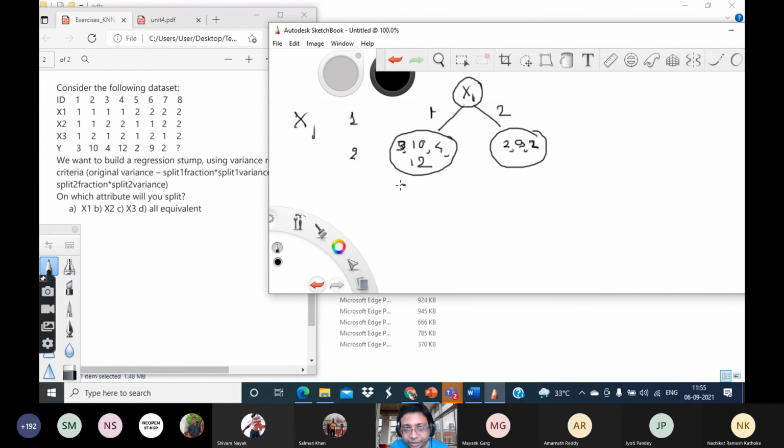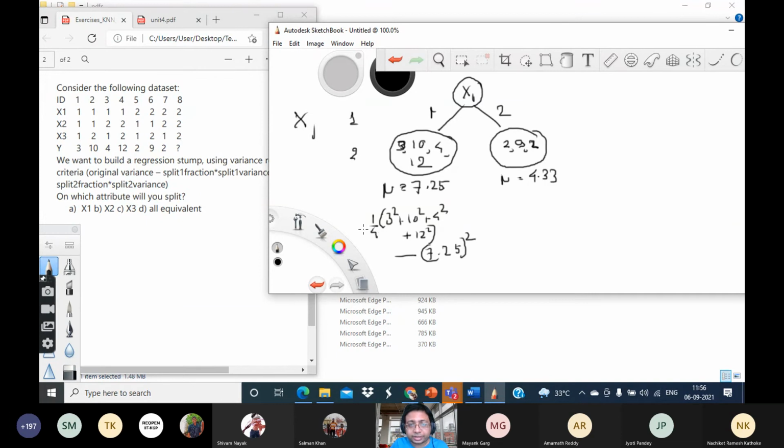You know how to do it, right? First of all, if I calculate the mean of these values, what is the mean? 7 plus 10, 17, 29. 29 by 4, the mean is equal to 7.25. In this case, what's the mean? The mean is 13 by 3, which is 4.33. And the standard deviation, you know how to calculate it: mean of squares minus square of mean. So you calculate 1/4 of 3 square plus 10 square plus 4 square plus 12 square minus 7.25 whole square.